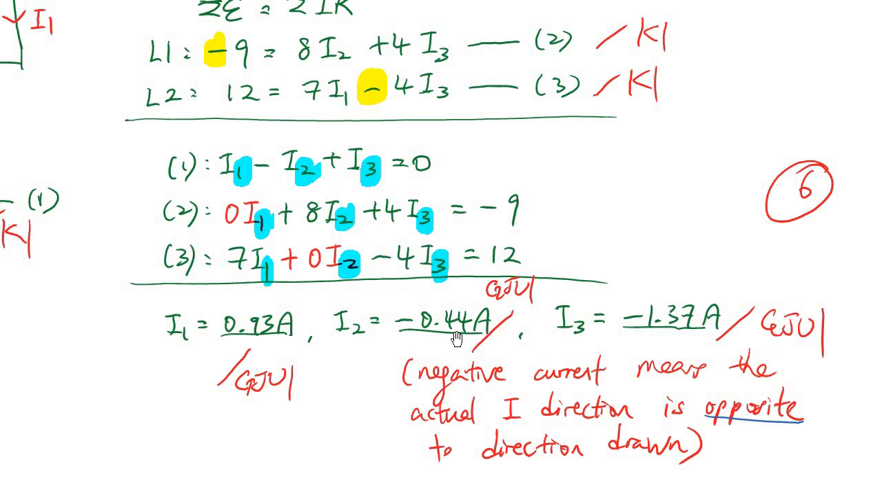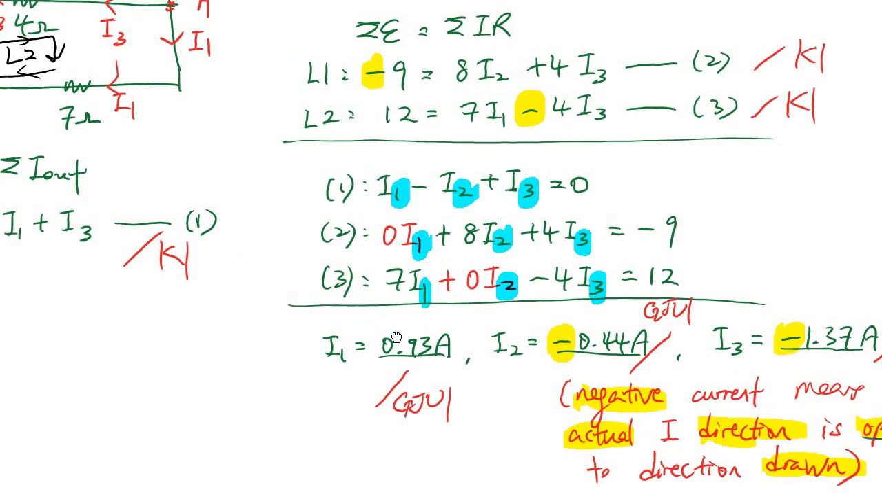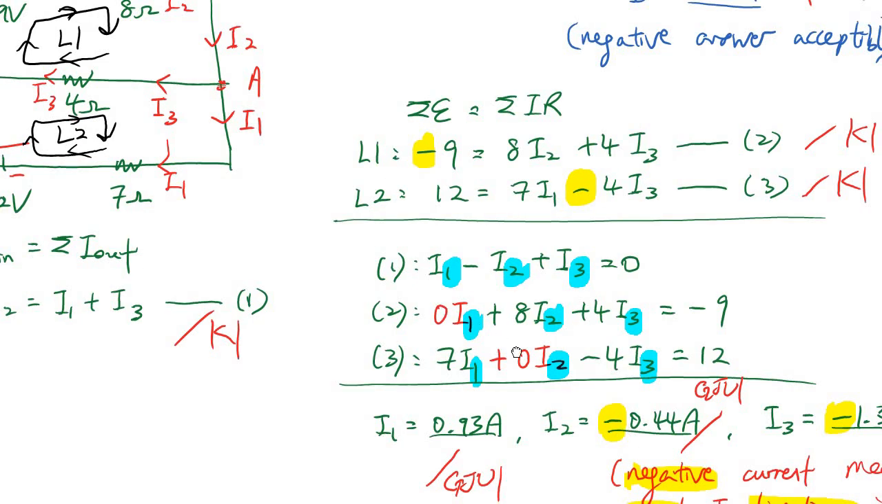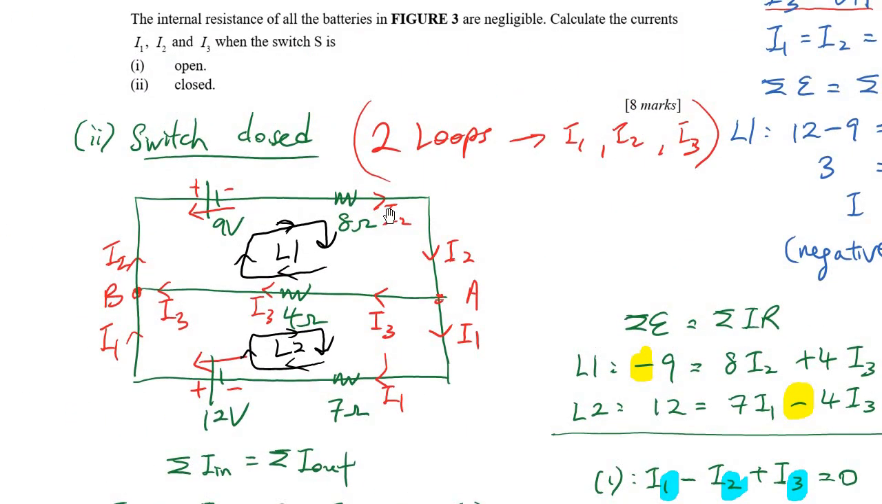Don't be afraid if you get negative current. Negative current is not wrong. It just shows the direction. Negative means the actual current direction is opposite to the one you drew. Let's say I2 is negative. You drew I2 going to the right, so if I2 is negative, the actual direction is to the left instead of to the right.